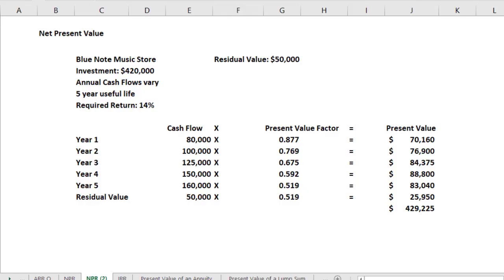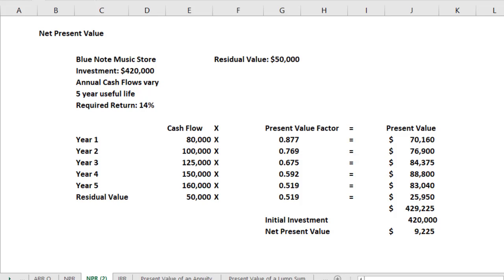So we use those present value factors for each year's cash flow, and we also include the residual value that's coming at the end of year 5. And we see that the total present value is going to be $429,225. The initial investment is $420,000. So we have a net present value in this situation too of $9,225. The positive net value means that the required rate of return at 14% is being met.